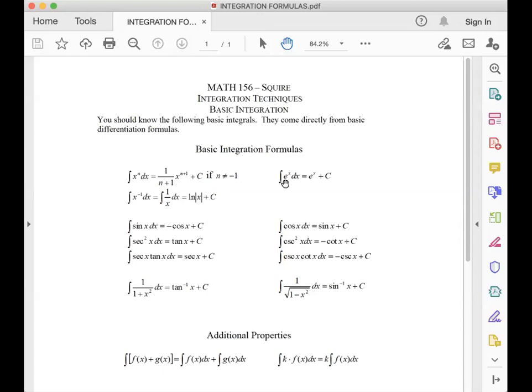The next one we're going to talk about is e to the x dx, and I'm not going to rewrite it because I hope that's obvious. Because this just means what do you take the derivative of to get e to the x, and what do you take the derivative of to get e to the x?